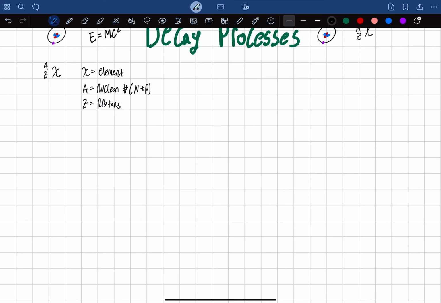So if you ever want to know the number of neutrons, you can always just take the nucleon number and subtract the protons, and then you'll be left with the number of neutrons. So that's just important to know before we get started with decay processes.